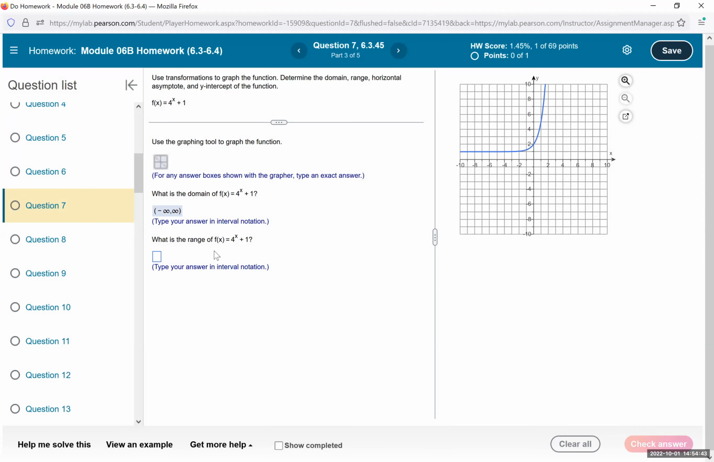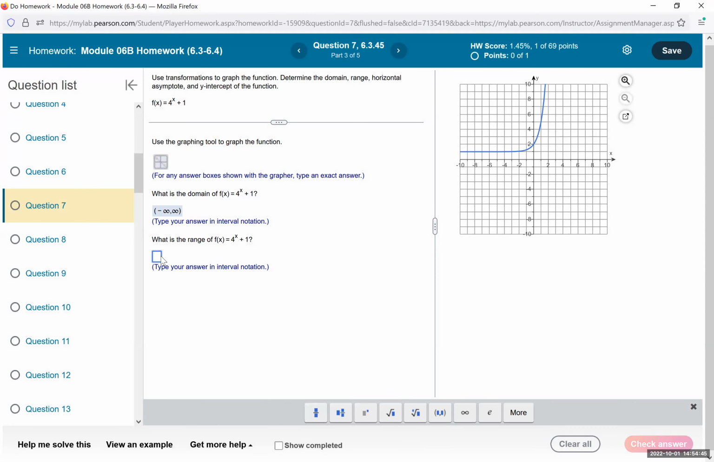And now it should ask us about the range. So the lowest value is going to be your y-asymptote, your horizontal asymptote, which was 2. No, not 2. It was 1. And then it goes all the way up to infinity. You can also see it on the graph. Just look at the graph. How low does it go? The lowest point is 1. The highest point is infinity.